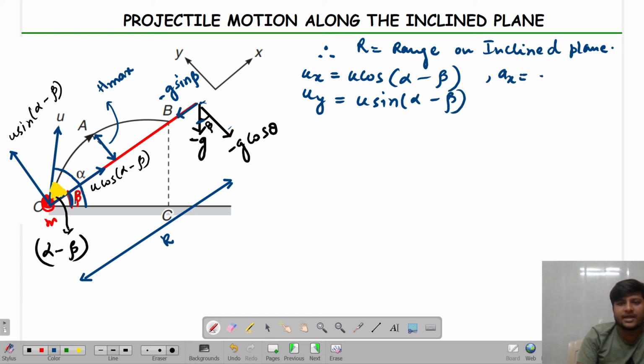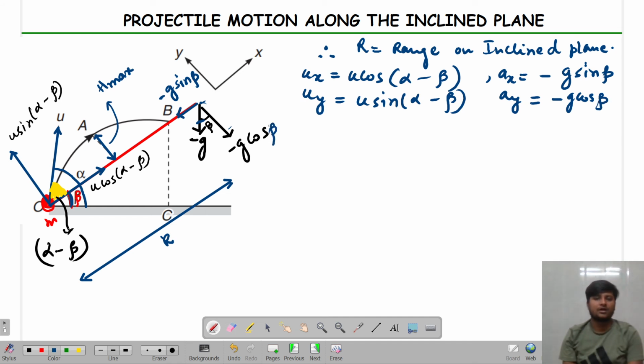A of x is minus g sin beta, and A of y is minus g cos beta. So you have got the relations over here, and you can try to write the equation for y.